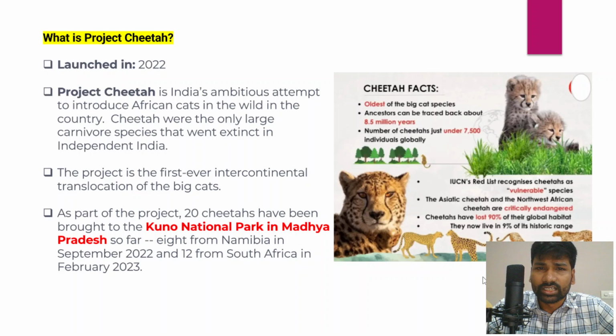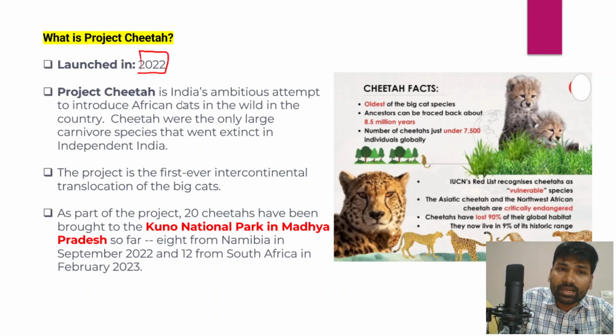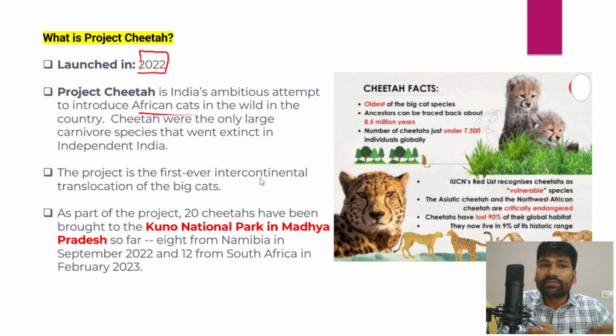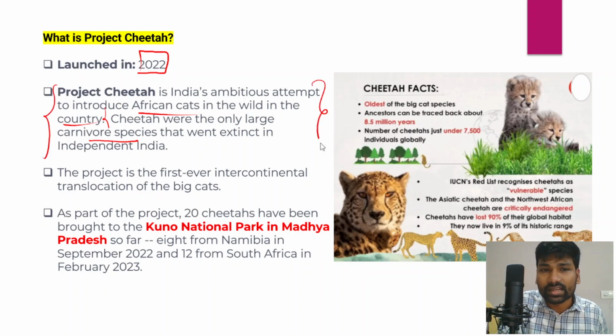Now, what is Project Cheetah? We have to understand this particular project. We all know that it has been 2 years since Project Cheetah was launched, and this project was launched in the year 2022. Project Cheetah is India's ambitious attempt to introduce African cats in the wild in the country. Some characteristic features: cheetahs are a carnivore species, and the only large carnivore species in India that went extinct after India got independence, and this is also very significant. You just have to understand this.